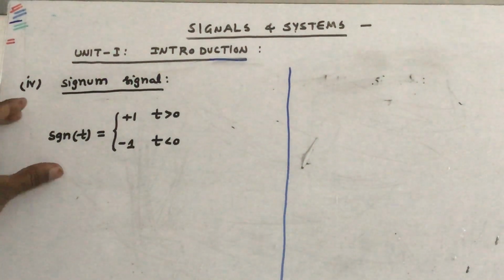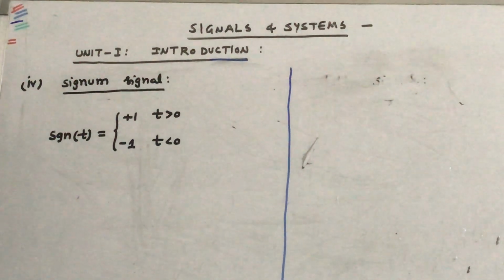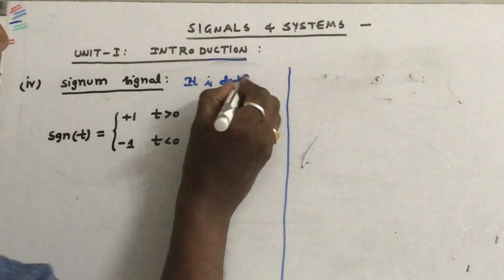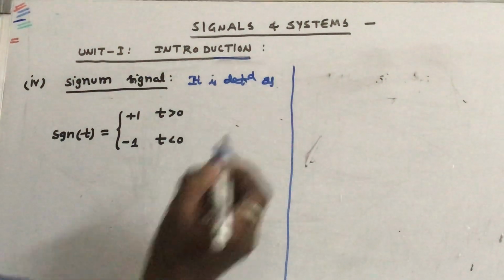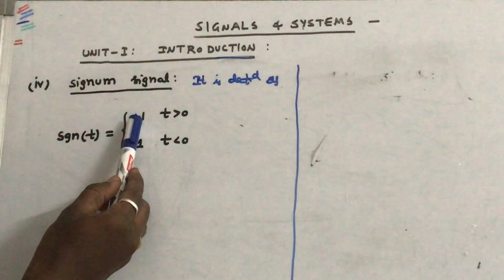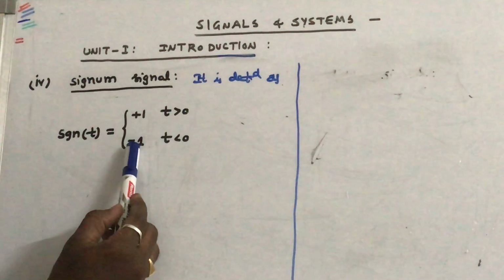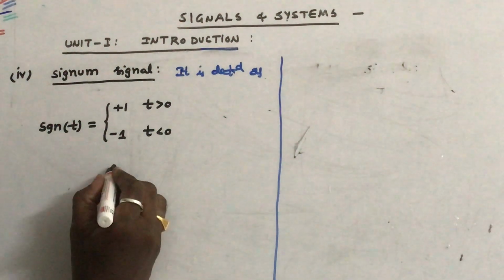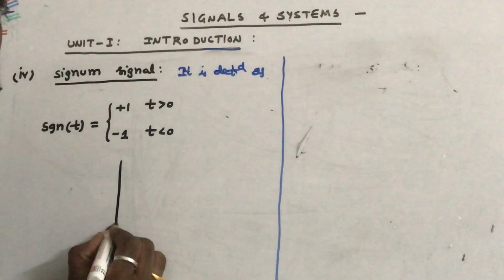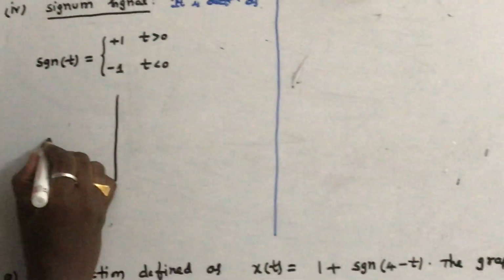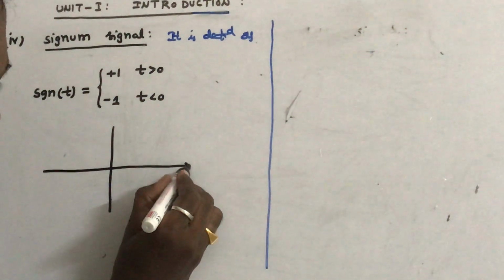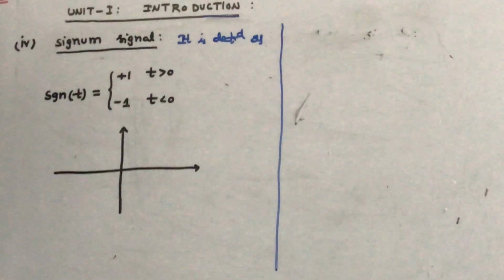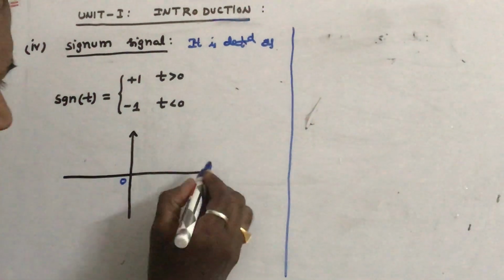So this is how it is defined. Signum of t is equal to +1 for all the positive duration and -1 for all the negative time duration. So how to represent it graphically? Let us see, very simple. From the mathematical expressions, we can form the graph.